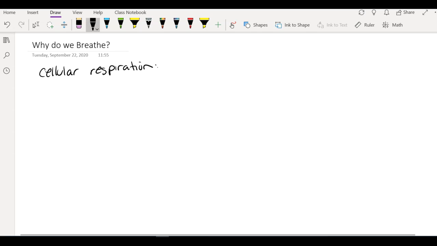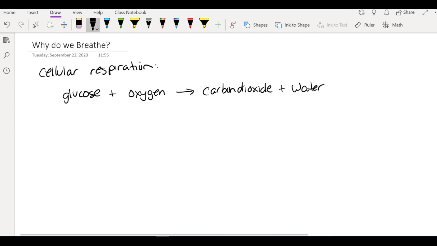So we take glucose and oxygen, and through cellular respiration, we produce carbon dioxide, and water, and a form of energy.